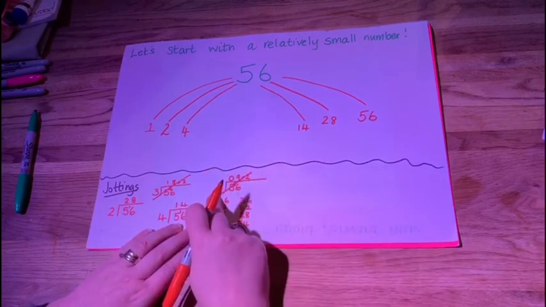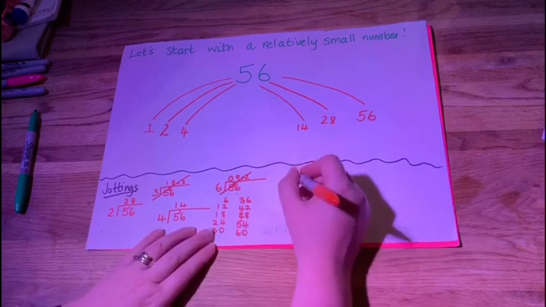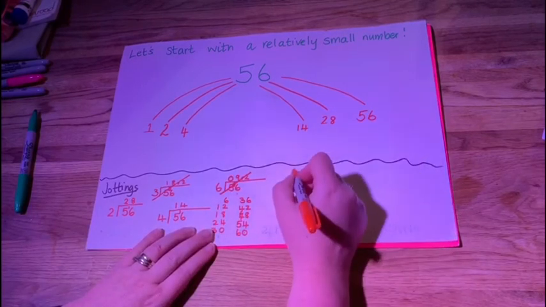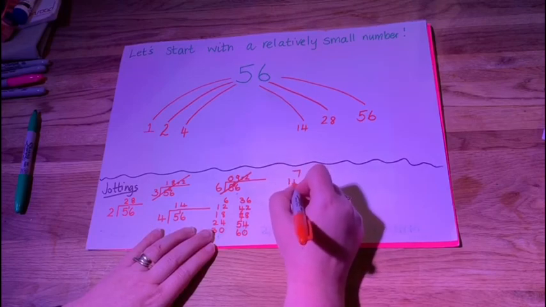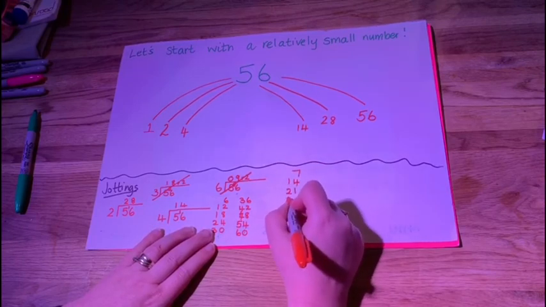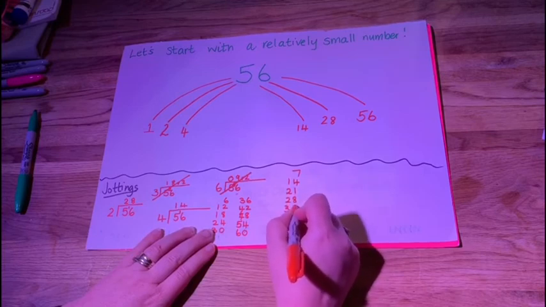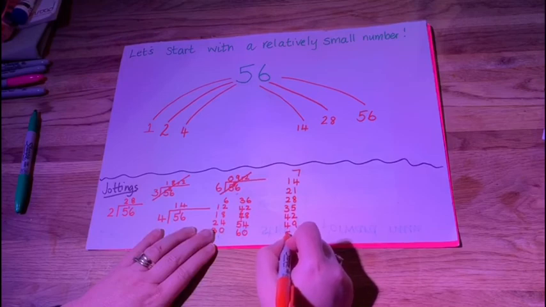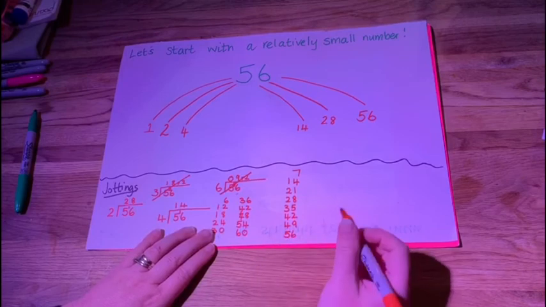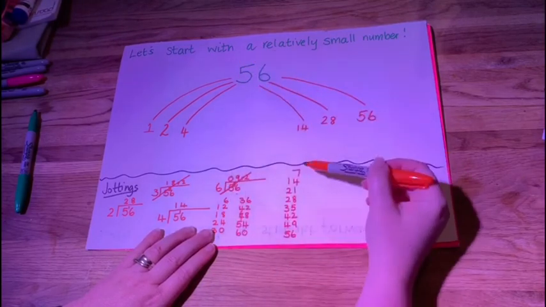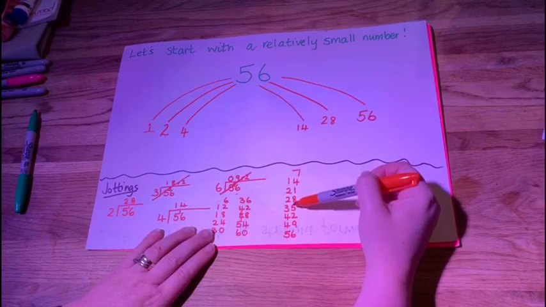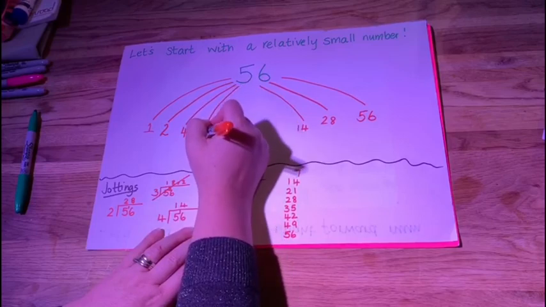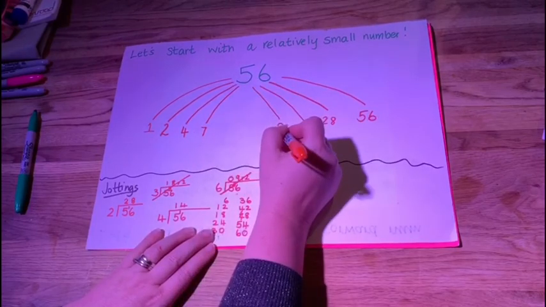So my next consecutive number after 6 is 7. And again, we are going to need to know our tables for this. So let's write them down. 7, 14, 21, 28, 35, 42, 49, 56. So how many 7s are there in 56? There's 1, 2, 3, 4, 5, 6, 7, 8. So the 7 comes here, and then the 8 comes here.